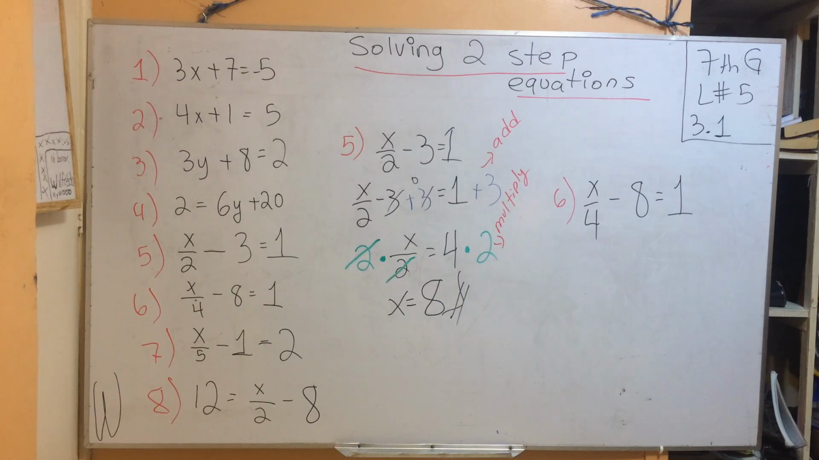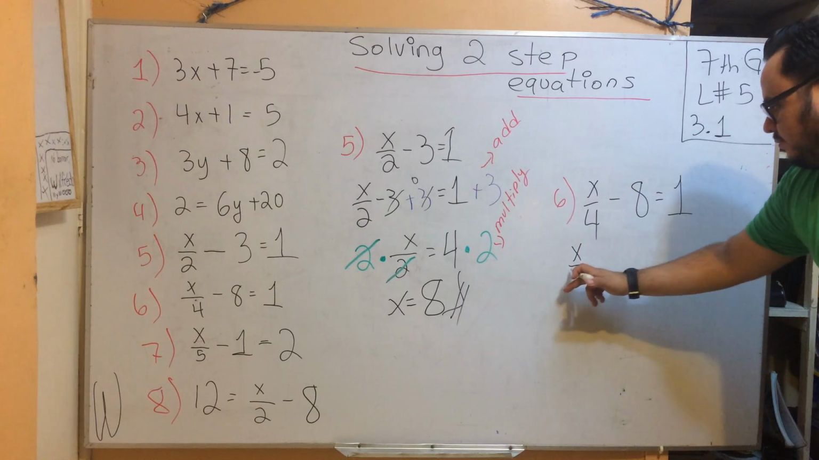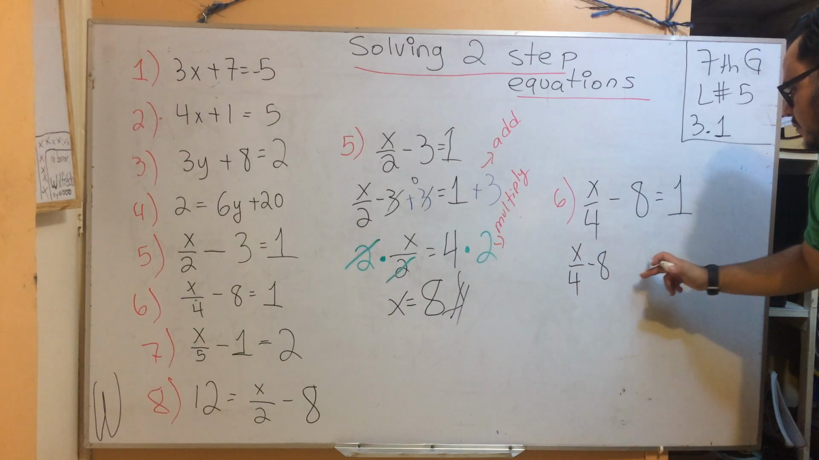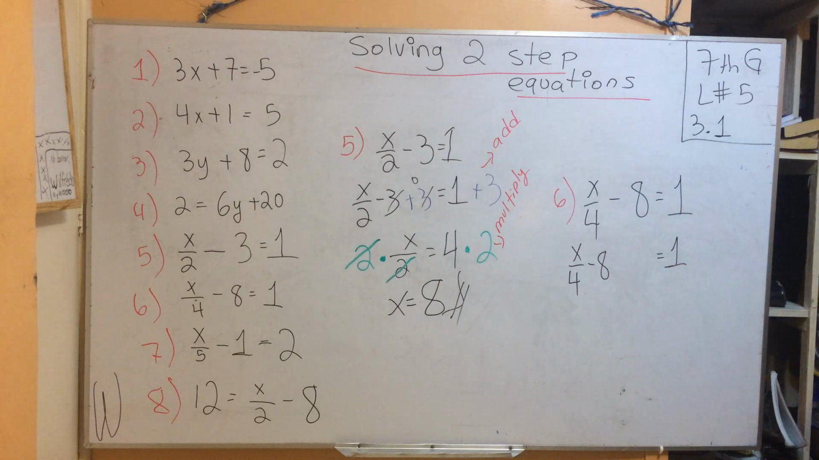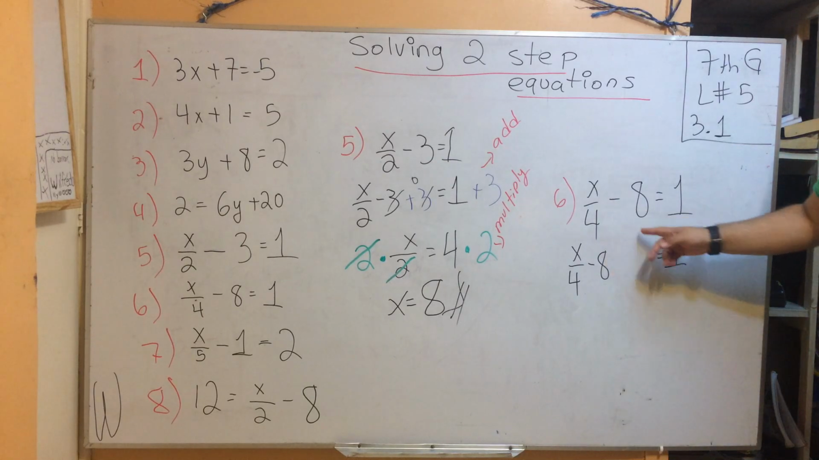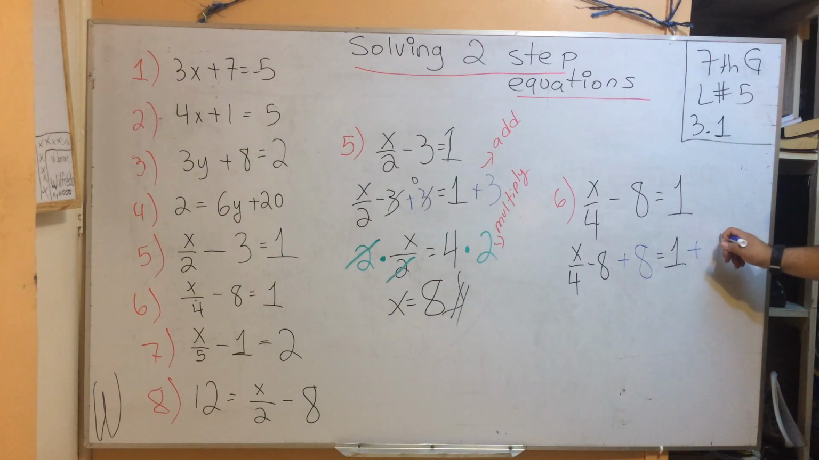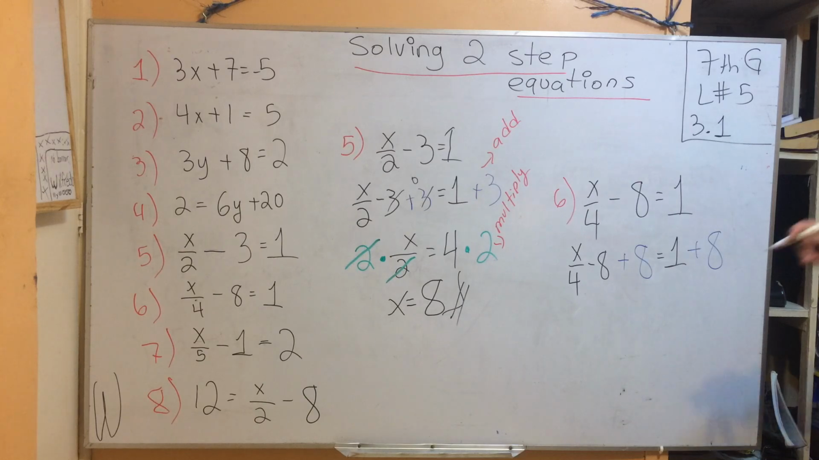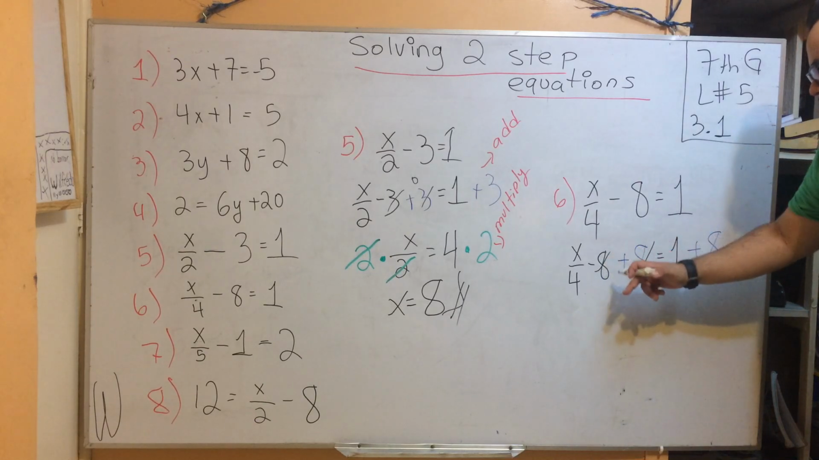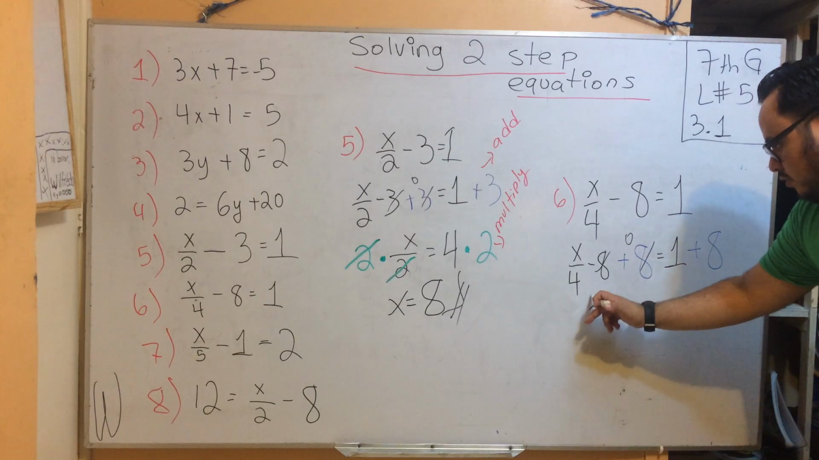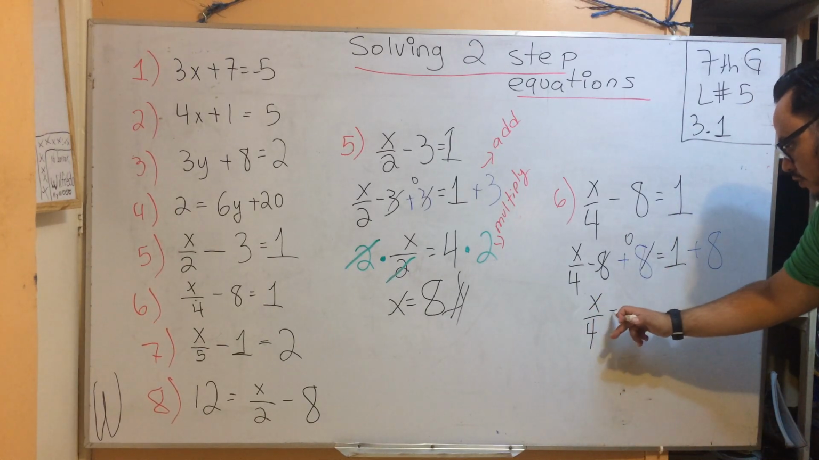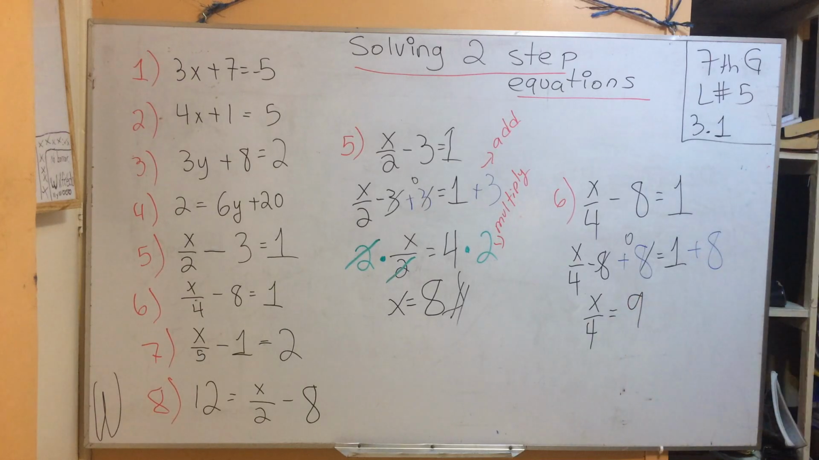Okay, so what do we do first? We need to eliminate the 8. Okay, so let's leave some space. Equals 1. Since we have a negative number and we have 8, we add 8 on both sides. Once we add 8 on both sides, this one becomes 0. Minus 8 plus 8 becomes 0. So we have x divided by 4 equals 9.